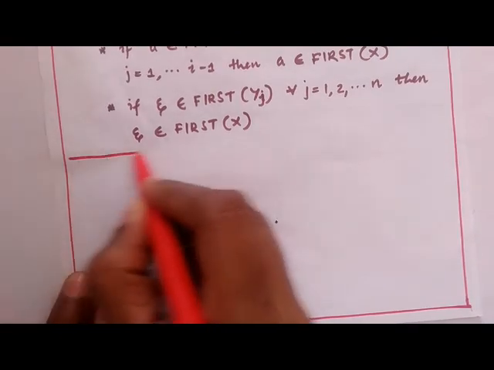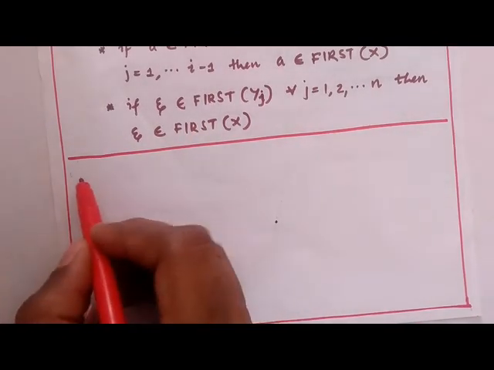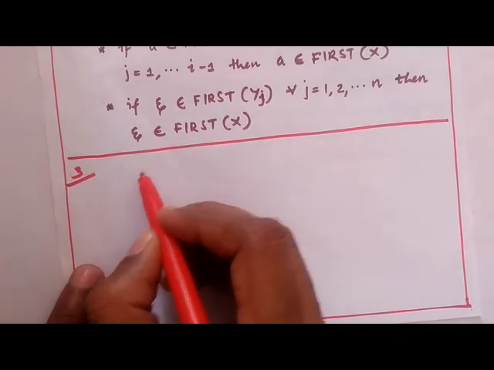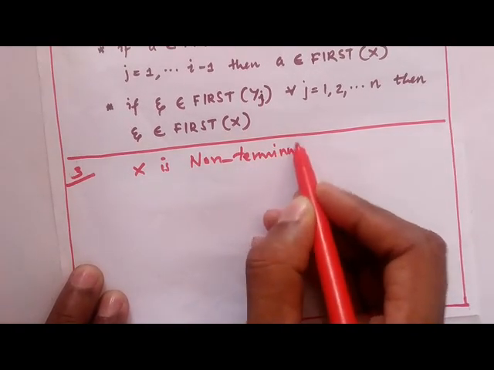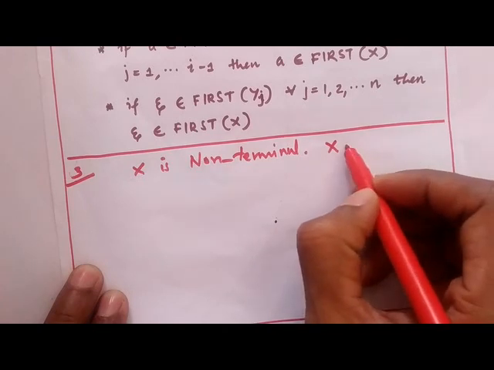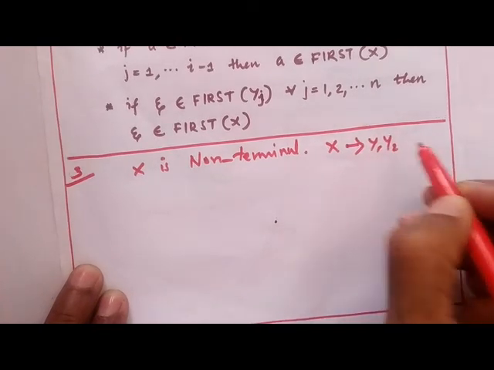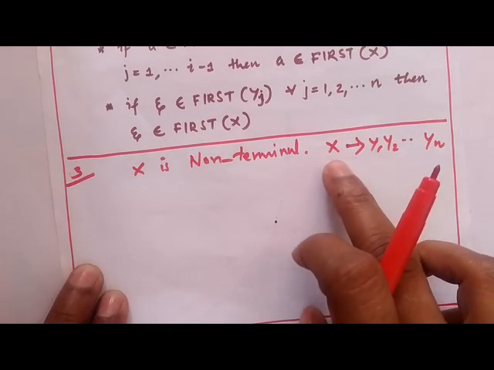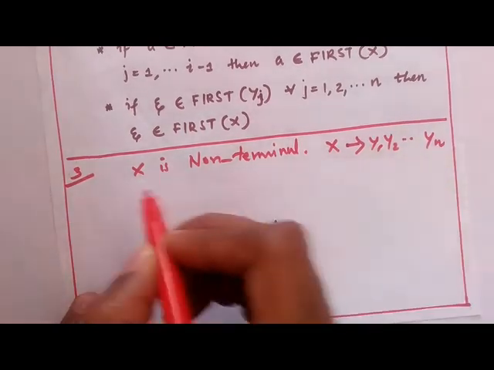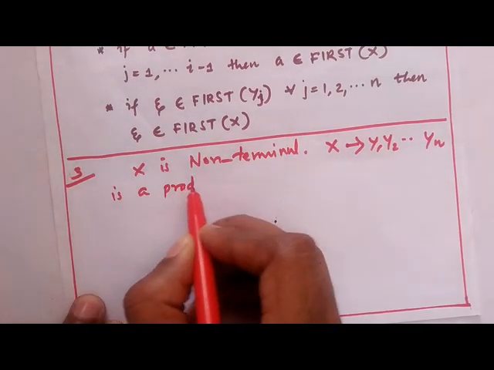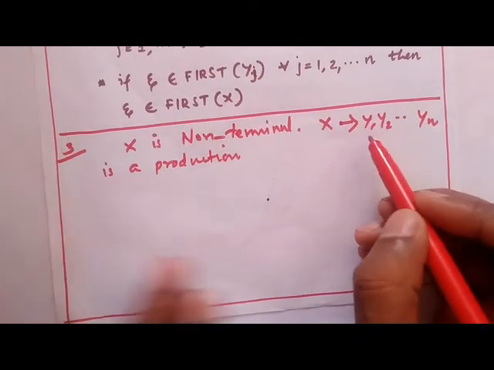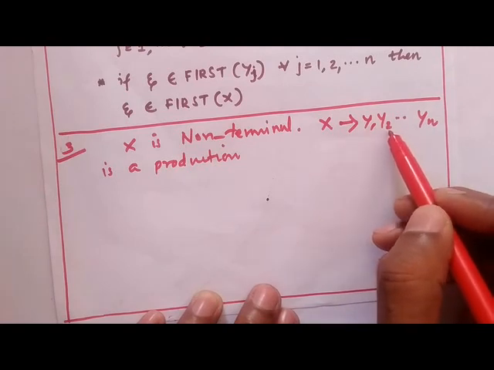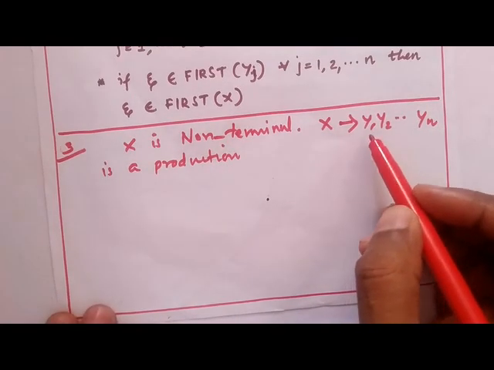Very simple. So the condition is, step 3 I am telling here: X is a non-terminal, and X gives y1, y2, etc., yn is a production. Then we need to compute first of y1, first of y2, etc., first of yn.